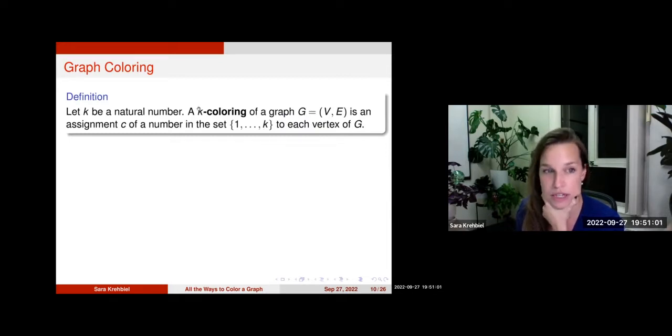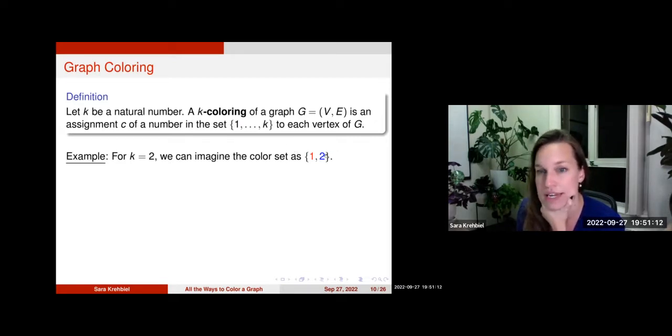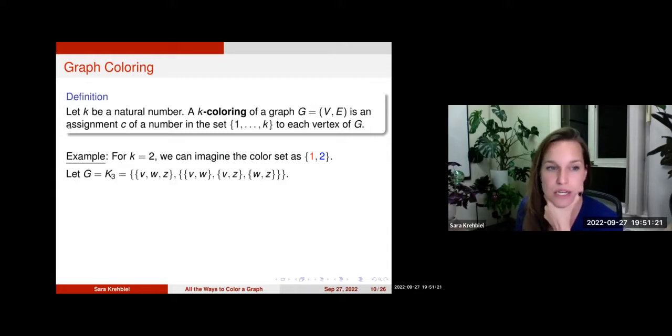So I've said the word color here, but I'm not using any colors yet. So let's start thinking about numbers as colors. So if we have K equals 2 colors, we have this set 1 and 2, and let's imagine them as colors. So every time you see a 1, think of that as being red. Every time you see a 2, think of that as being blue. So let's come up with a particular example. We have to have a graph in order to color it. So this is a symbolic description of a graph, but this is the graph, the complete graph on 3 vertices. So I have all 3 edges present.